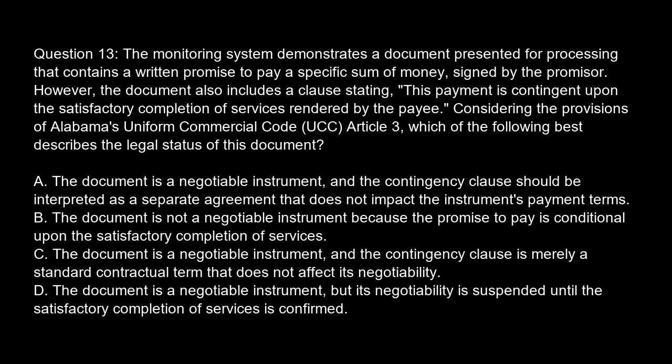Option A. The document is a negotiable instrument, and the contingency clause should be interpreted as a separate agreement that does not impact the instrument's payment terms. Option B. The document is not a negotiable instrument because the promise to pay is conditional upon the satisfactory completion of services. Option C. The document is a negotiable instrument, and the contingency clause is merely a standard contractual term that does not affect its negotiability. Option D. The document is a negotiable instrument, but its negotiability is suspended until the satisfactory completion of services is confirmed.